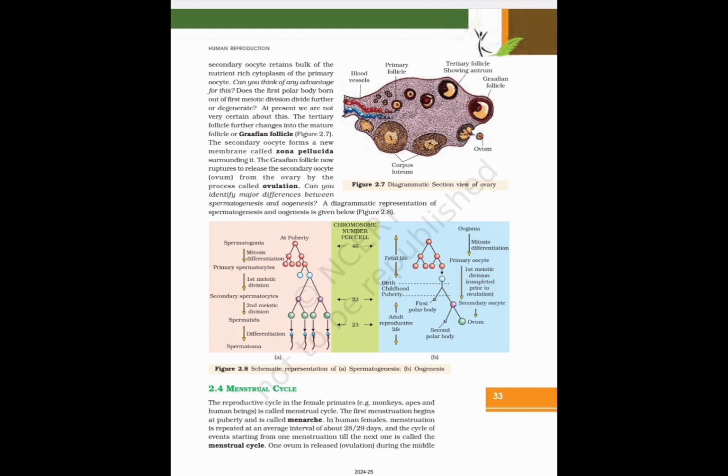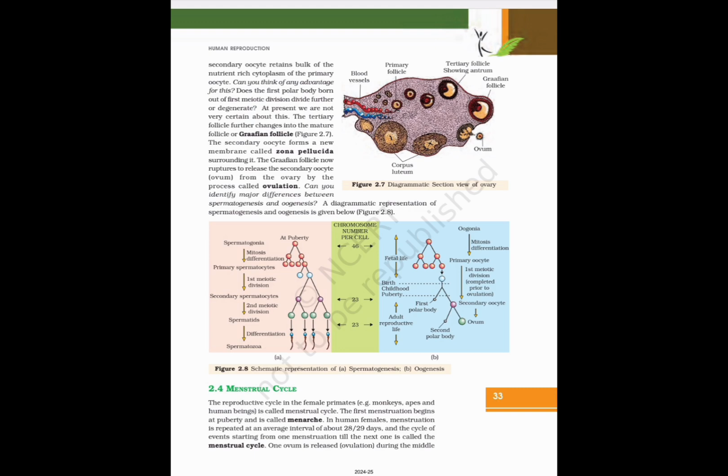The tertiary follicle further changes into the mature follicle or Graafian follicle. The secondary oocyte forms a new membrane called zona pellucida surrounding it. The Graafian follicle now ruptures to release the secondary oocyte from the ovary by the process called ovulation. A diagrammatic representation of spermatogenesis and oogenesis is given below.